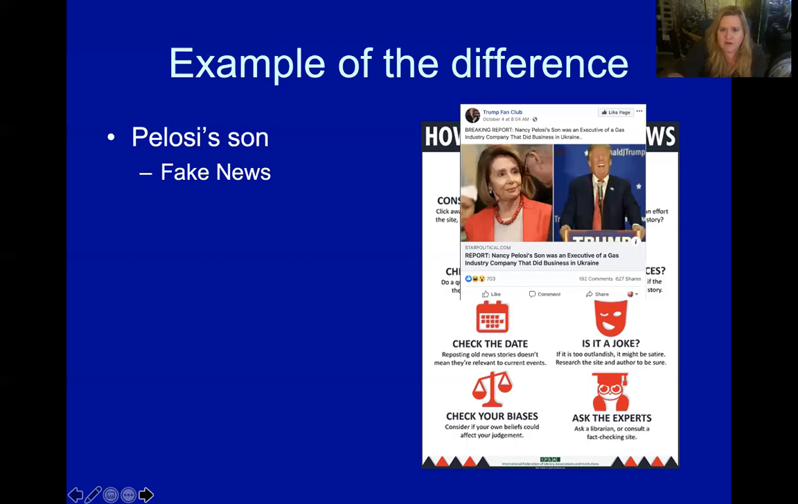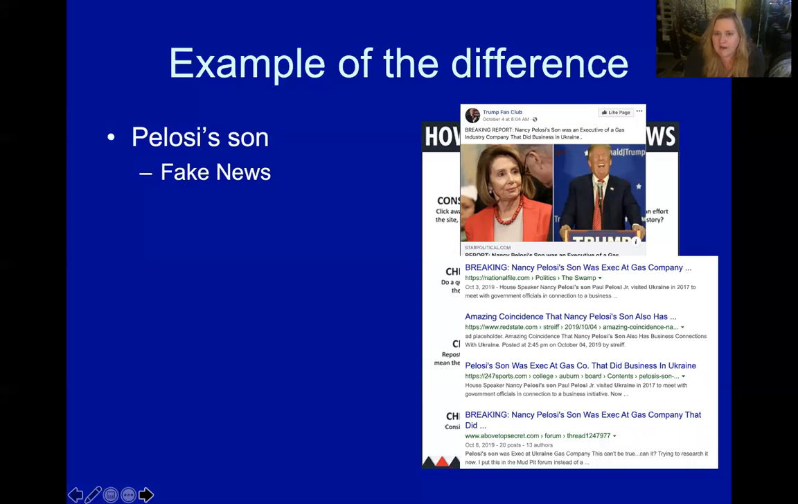But then they made up a story that Pelosi's son was an executive of a company that did business in Ukraine as well. So: report, Nancy Pelosi's son was an executive of a gas company in Ukraine. This isn't even an opinion. We know that Biden's son did something in Ukraine; that it probably wasn't bad, or that it was bad, is an opinion. But it is fundamentally, out and out not true that Nancy Pelosi's son did any business in Ukraine, right? It's a story that was made up just to get people to click on this.